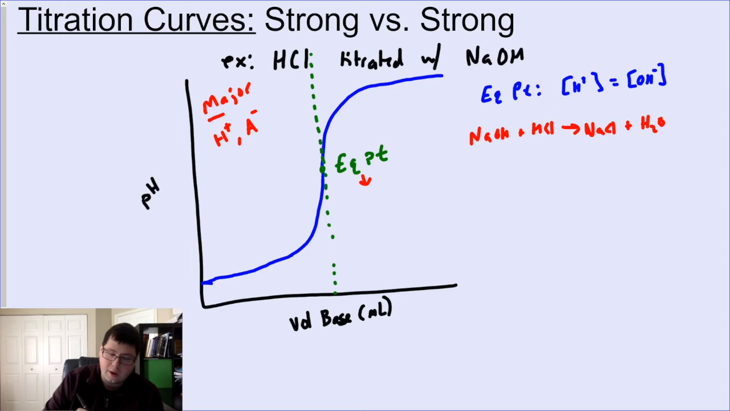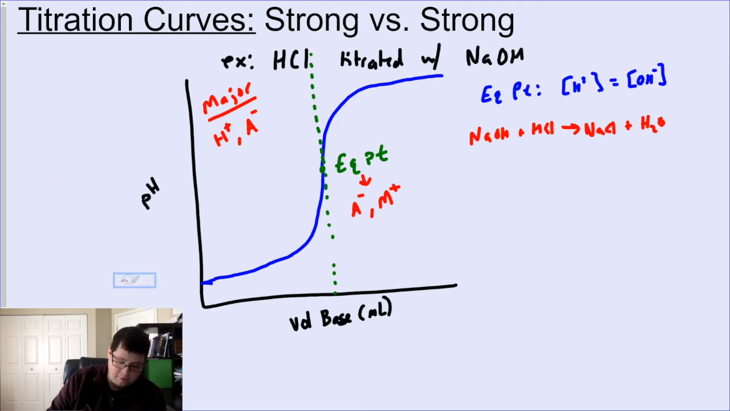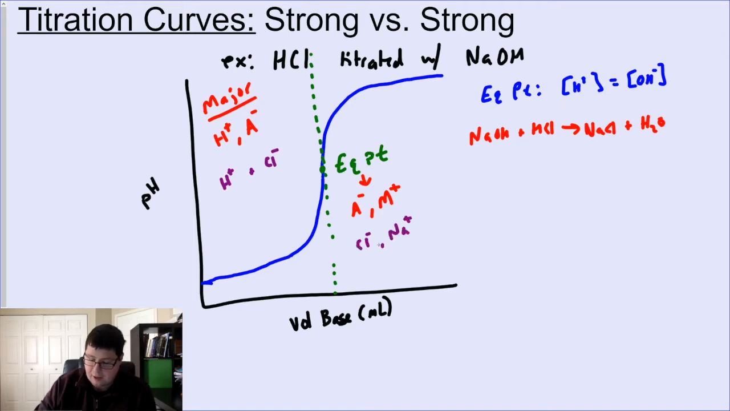So my major species at the equivalence point are going to be A-, but now we're going to include M+, where M+ is the metal of my base. So in this example, over here I would have H+ and Cl-, but here I would have Cl- and Na+. So notice that at the equivalence point, most of what's present is my salt that's formed from my neutralization reaction.